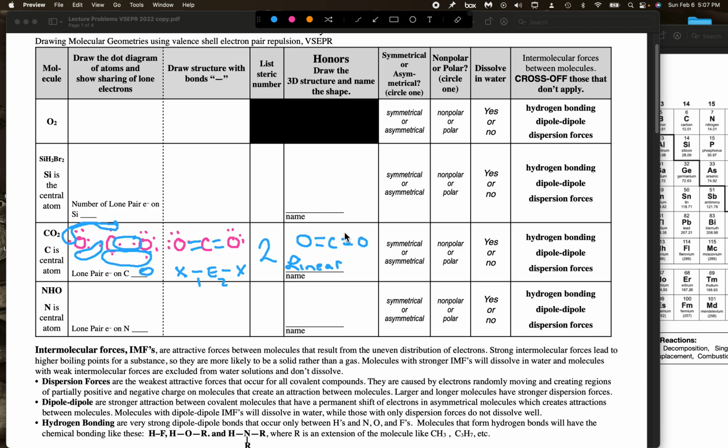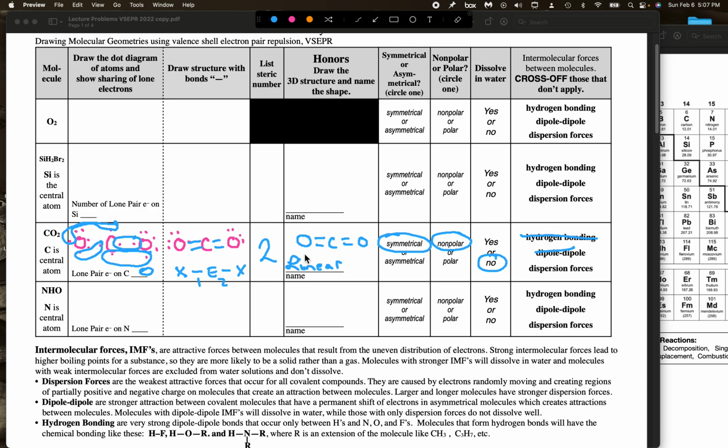I'd really like you to have a double bond. I think that's important, so please put a double bond in. This is symmetrical. No lone pairs on the central atom. Both of the outer atoms are the same thing. That makes it nonpolar, and that means I only have dispersion forces.